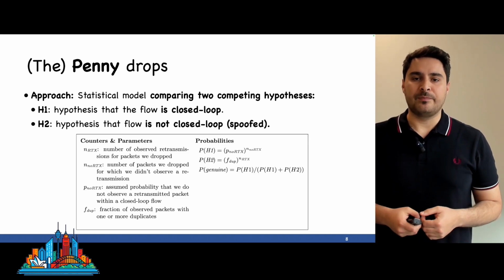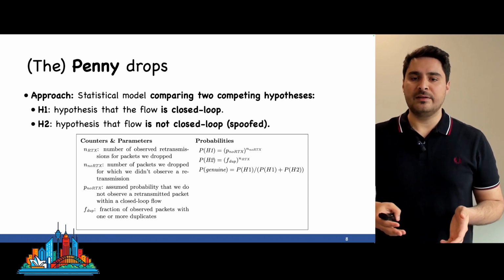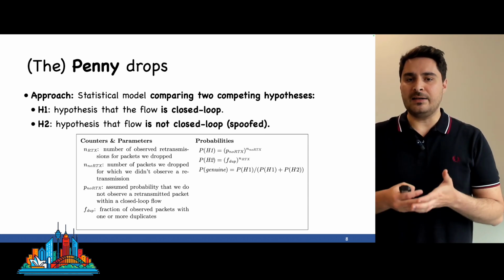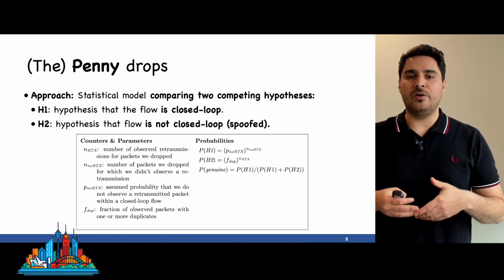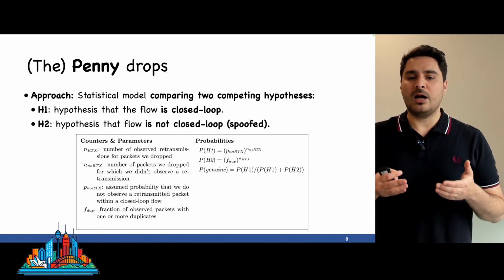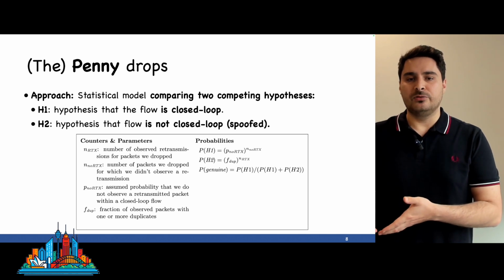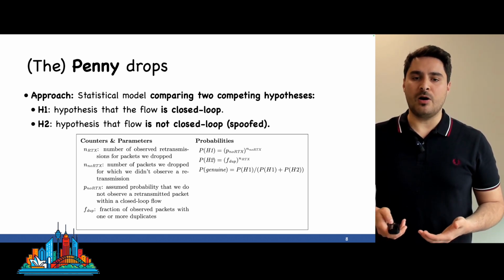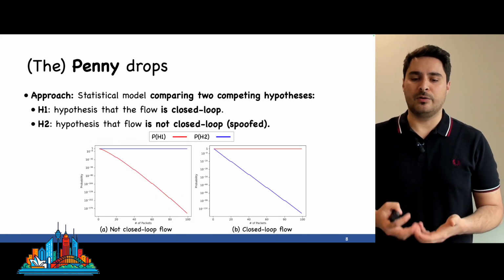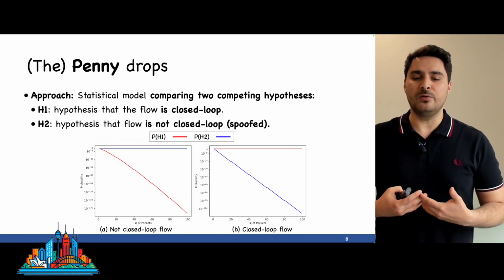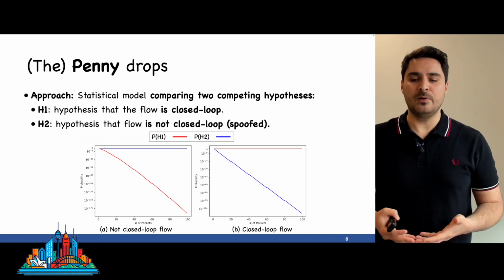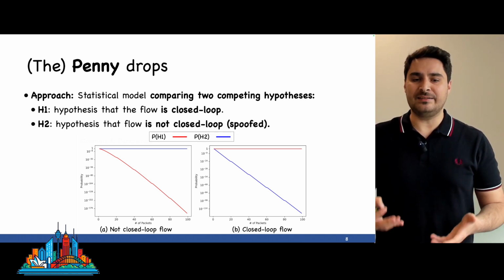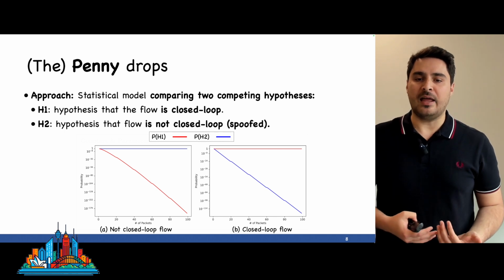Here are the maths. Our model consists of counters, parameters, and probabilities. The maths evaluate the likelihood that a closed-loop flow generates the observed retransmission, and take into account potential missed retransmissions and receiving duplicate packets. And now, to help you, I will give you intuition of how the maths work. Here is how the two hypotheses look when the flow is not closed loop and when it's closed loop. We can see that as the number of packets increases, one of the two hypotheses tends to zero.